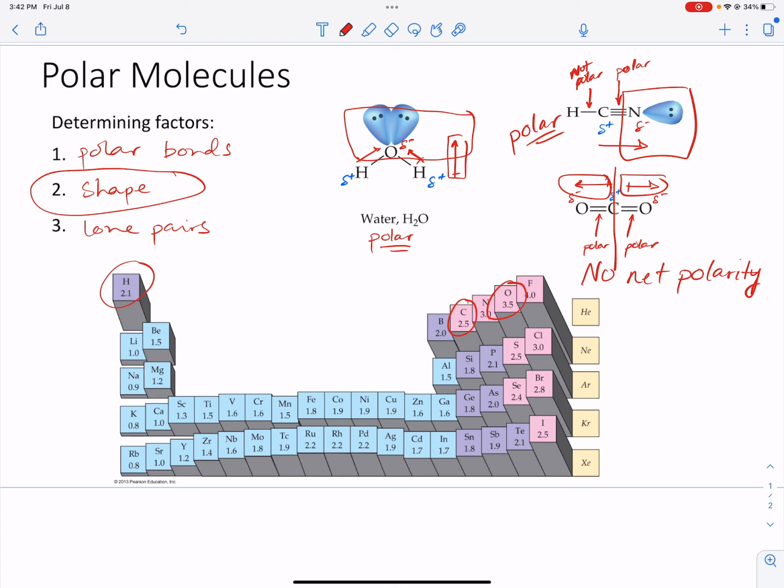I hope that was helpful. And that's how you decide if a molecule is polar or nonpolar.